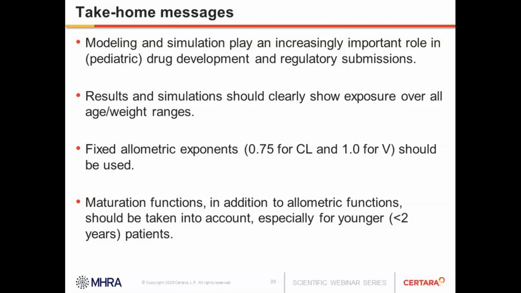For models that use allometric exponents, the preference is to use 0.75 for clearance and 1 for volume, and these should be used. However, this is not to exclude other ones being used. However, there is a preference for this to be demonstrated in the first instance. And as just mentioned, the maturation functions, in addition to allometric functions, should be taken into account, especially for younger patients, so those under the age of 2.